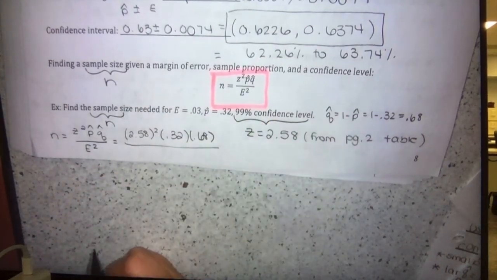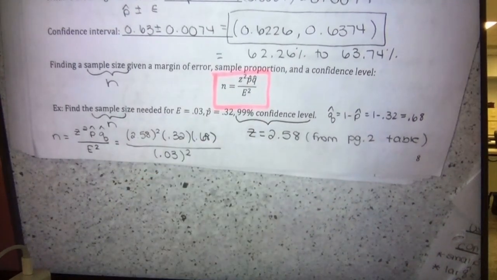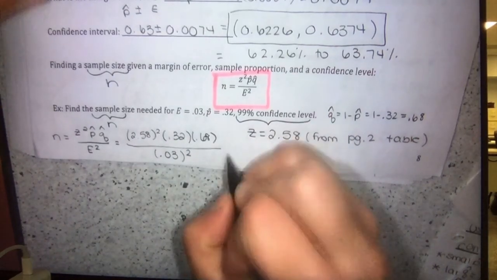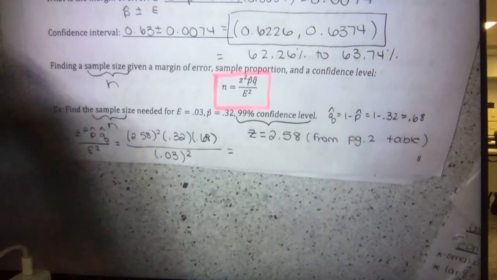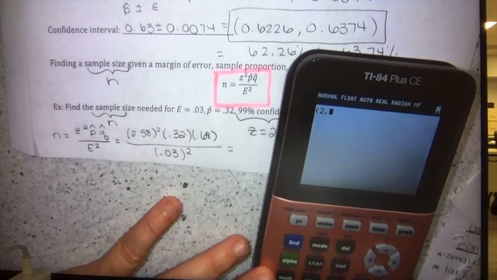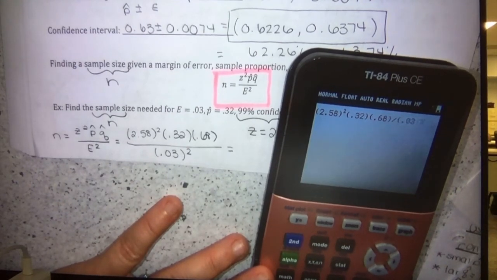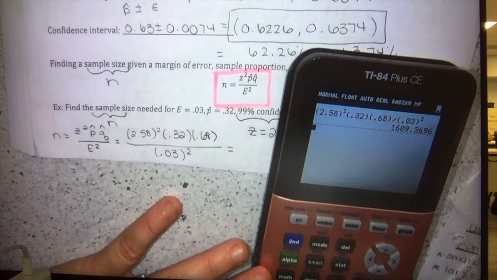All right, so 0.68 all over e squared, which is 0.03 squared. There's just a lot going on. All you have to do is plug this into our calculator, though, and it will do all of that for us. So up top we have 2.58 squared times 0.32 times 0.68 divided by 0.03 squared.